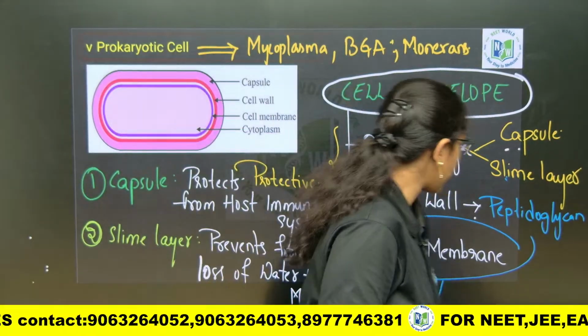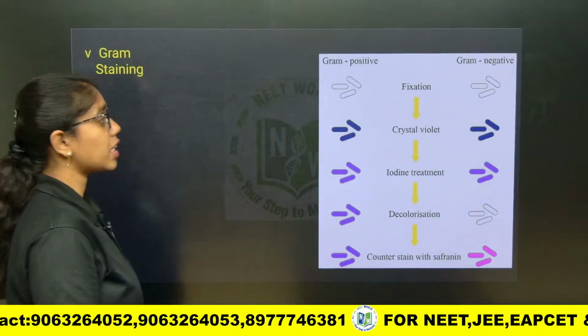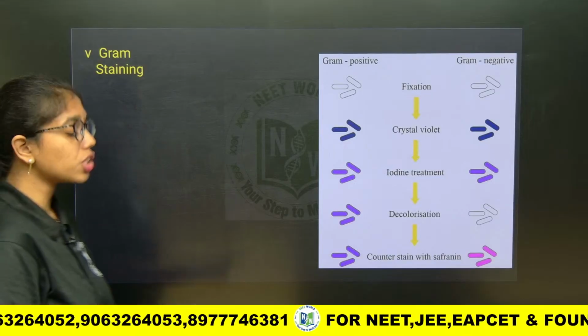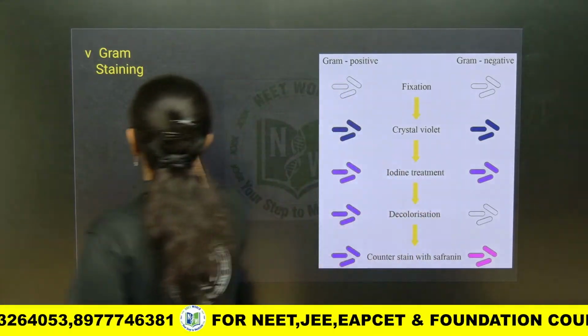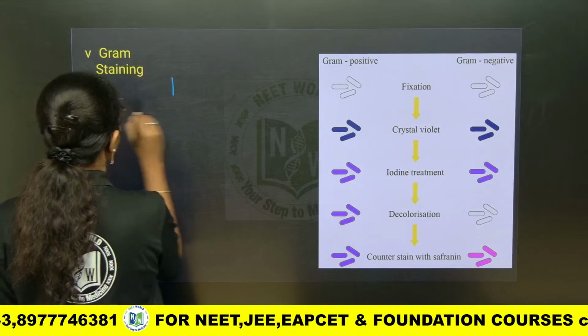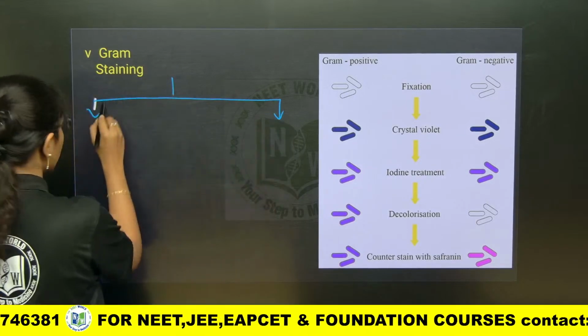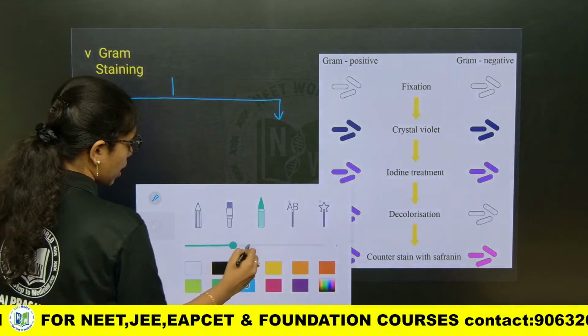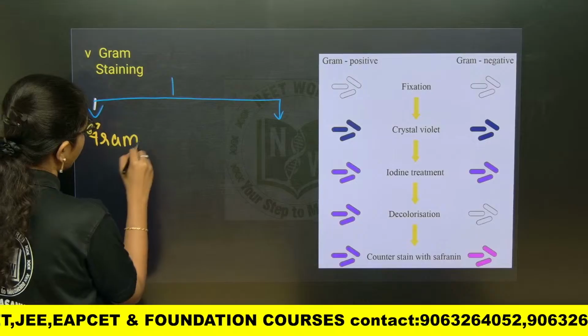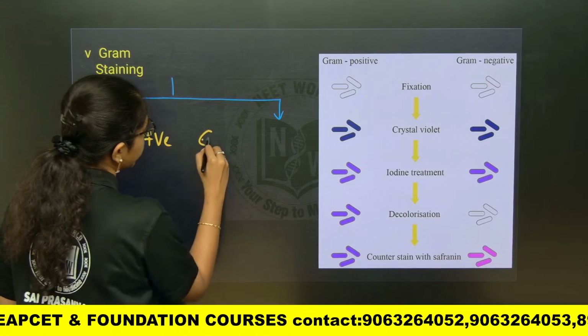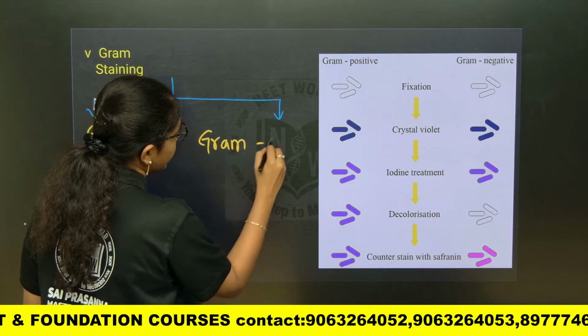Clear beta? Next. So, as I told you, based on the thickness of peptidoglycan, bacteria are classified into gram positive and gram negative bacteria.